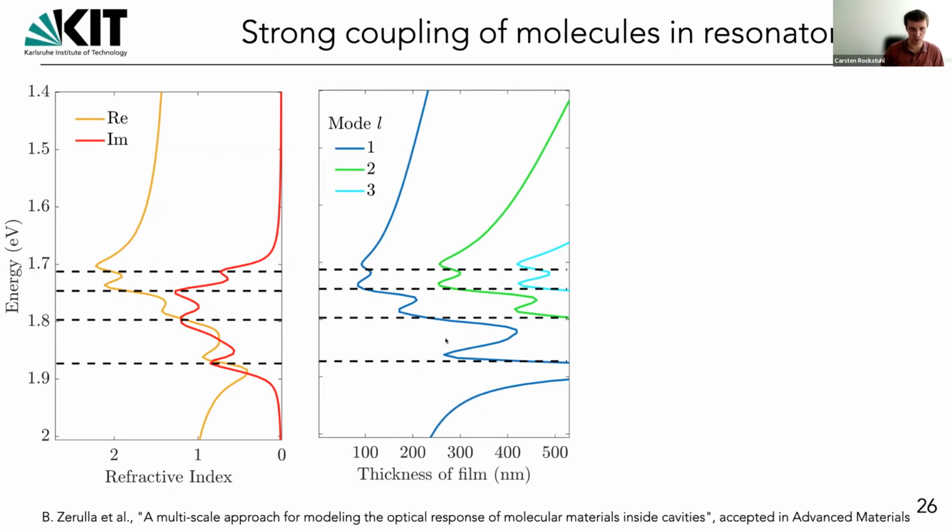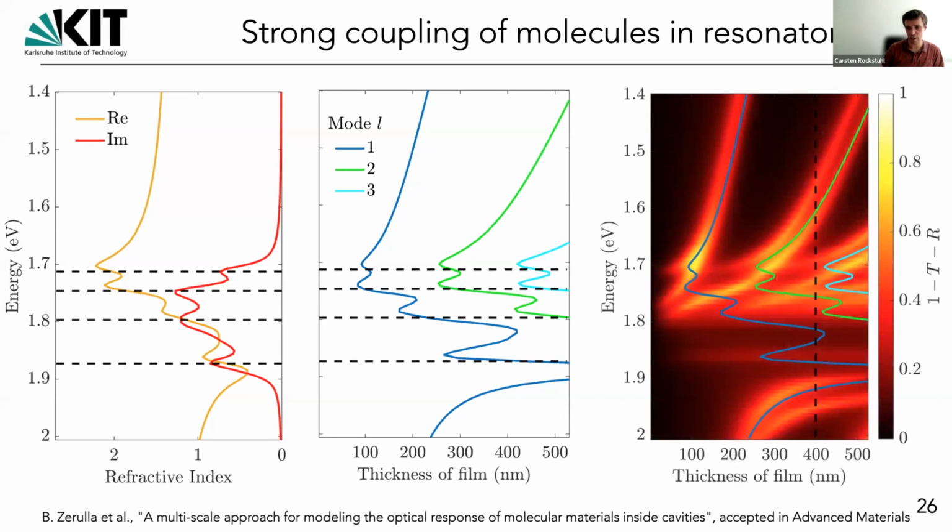You see here already that these modes are quite distorted, because the refractive index at energies higher than the resonance is pretty small, and at energies lower than the resonance, the refractive index is pretty high. That leads to quite a distortion of these individual modes. And then we can plot these curves on top of each other.